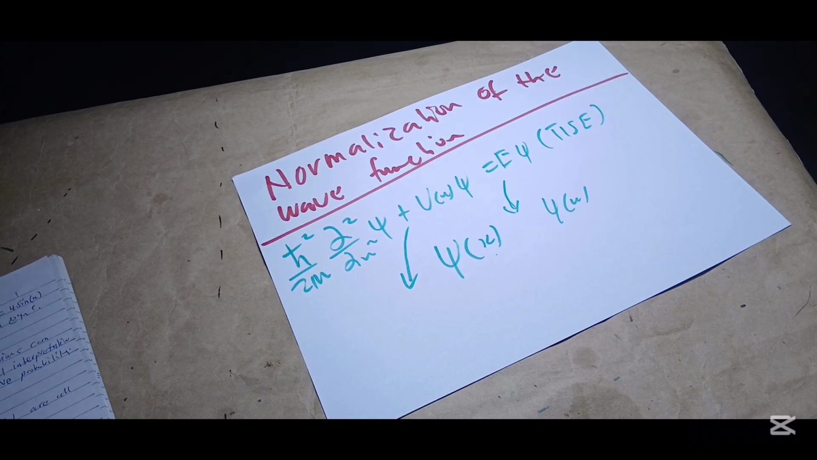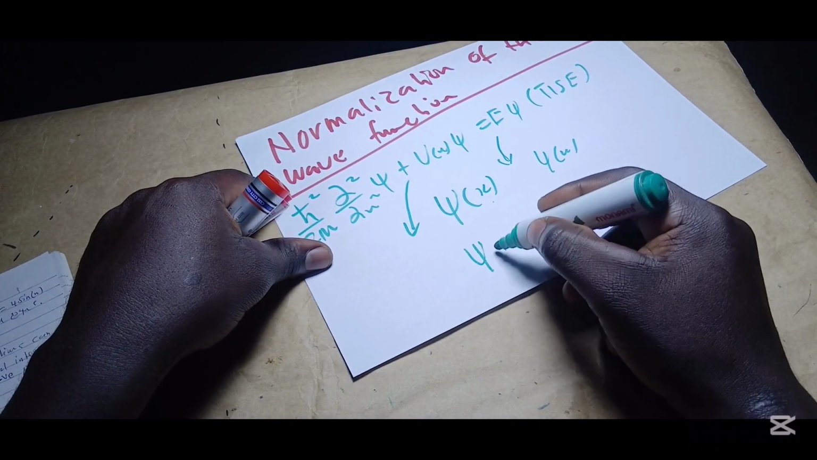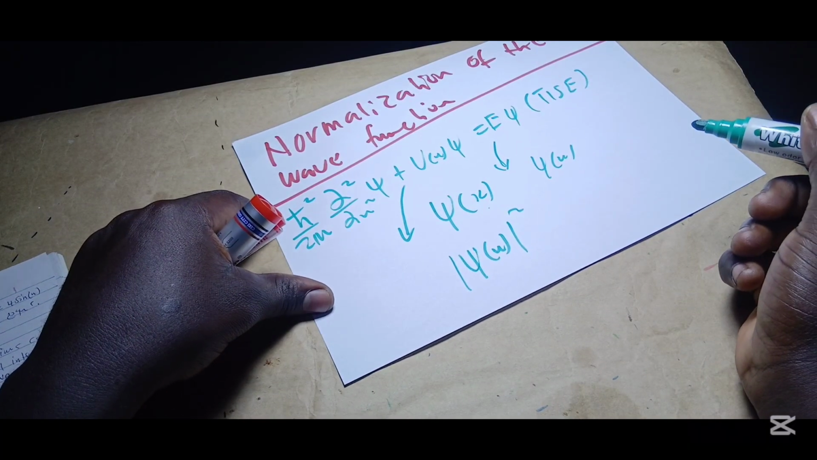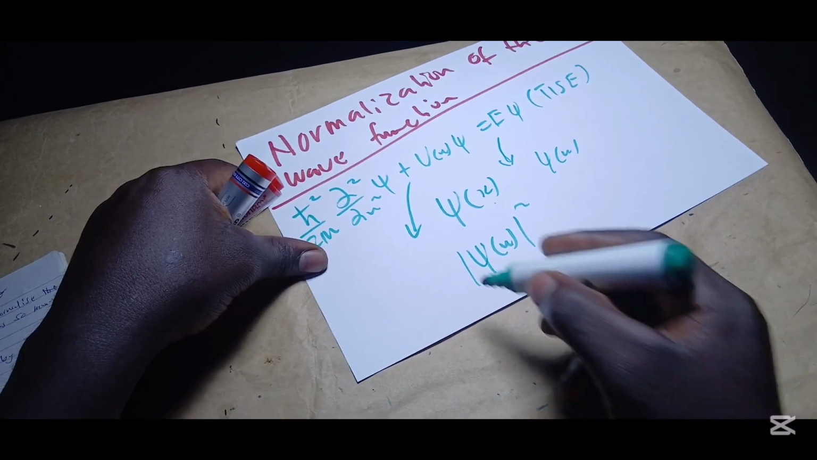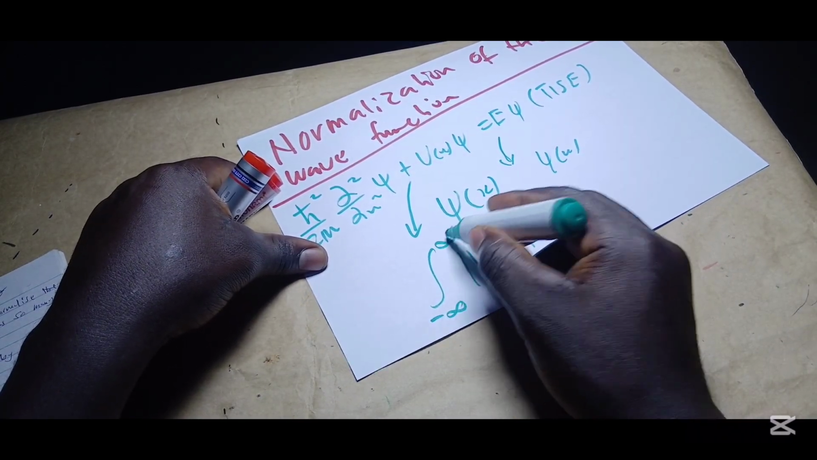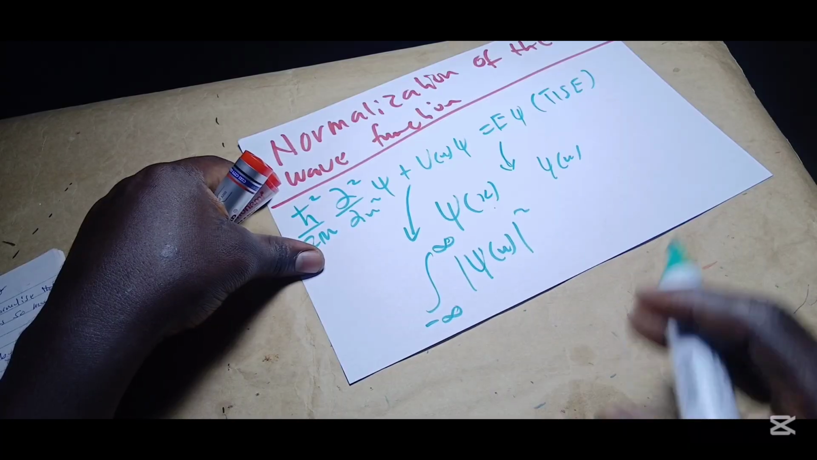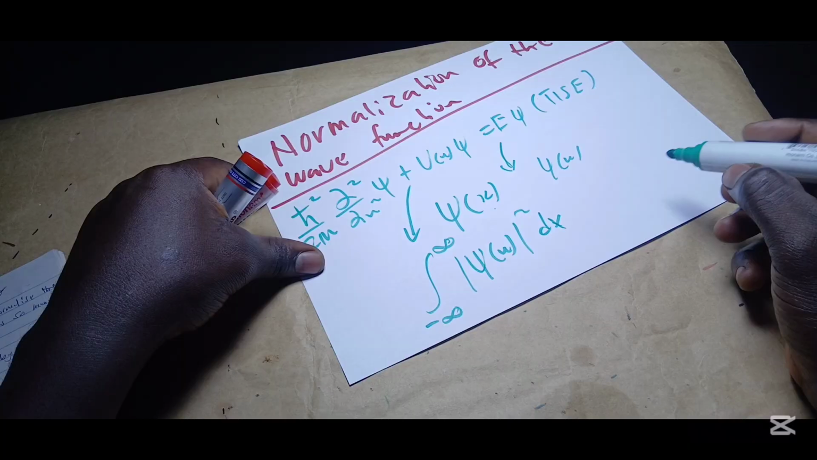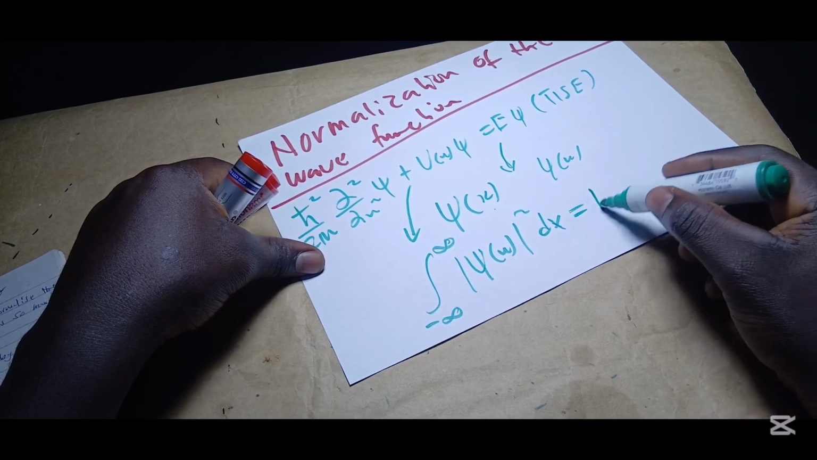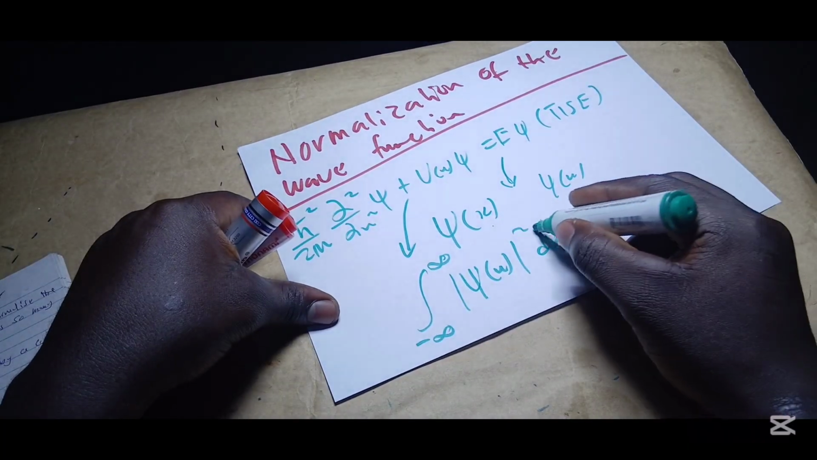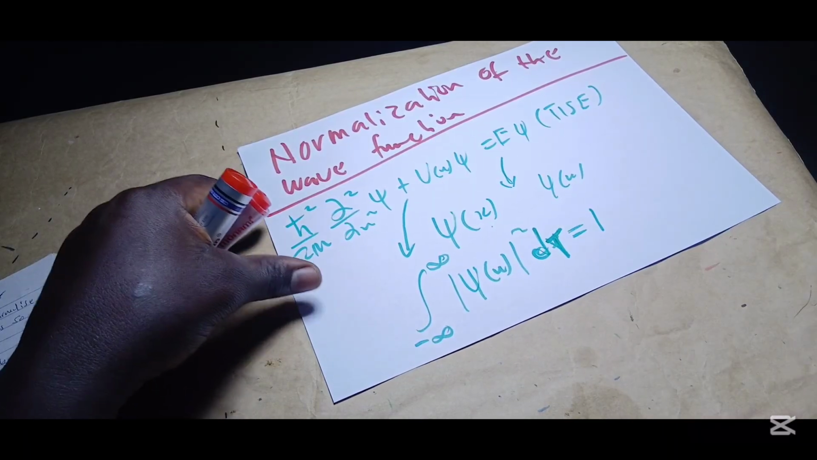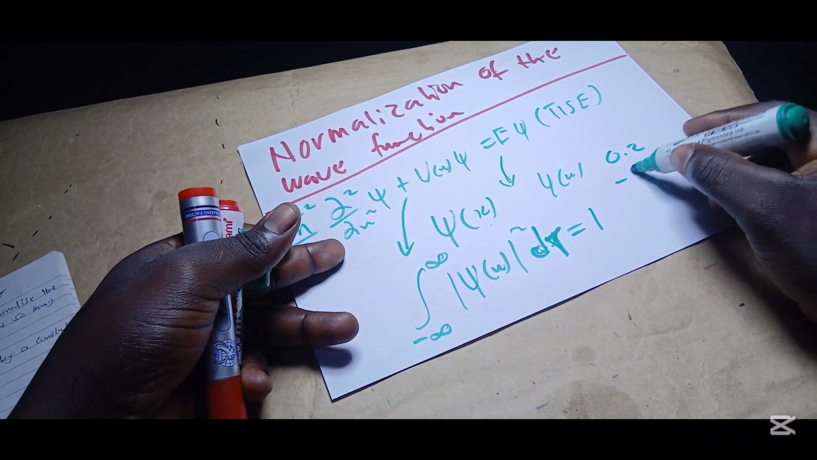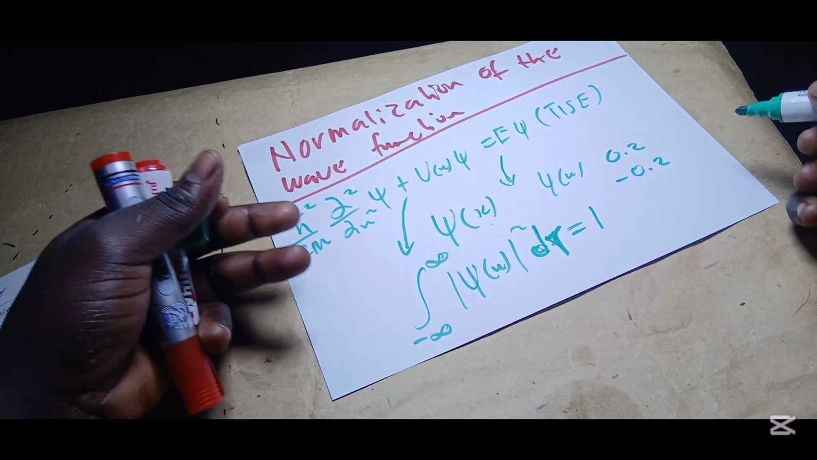But Max Born said that the absolute square of the wave function should have something to do with the probability of us finding a particle in the system. And if we integrate from negative infinity to positive infinity, which is the entire space, we must find the particle there. And the probability of us finding the particle there should be equal to 100%, which is 1. It shouldn't be 0.2, which is 20%, or minus 0.2, which is minus 20%.